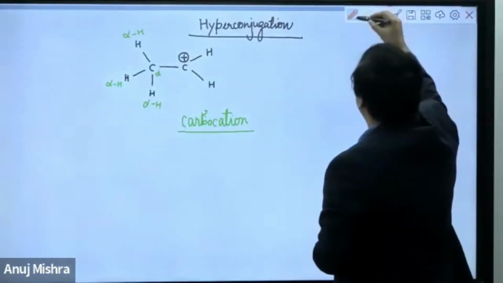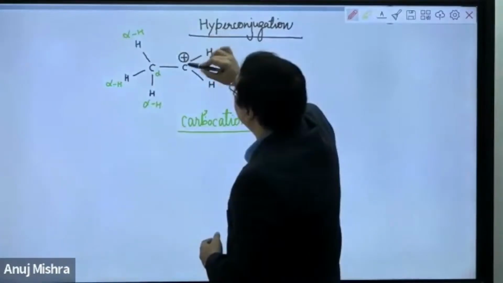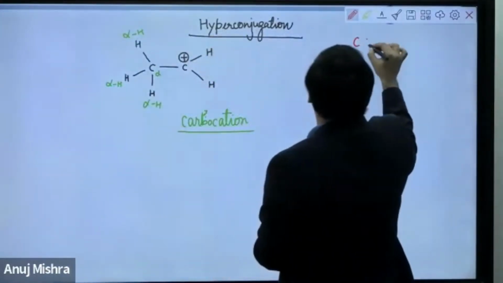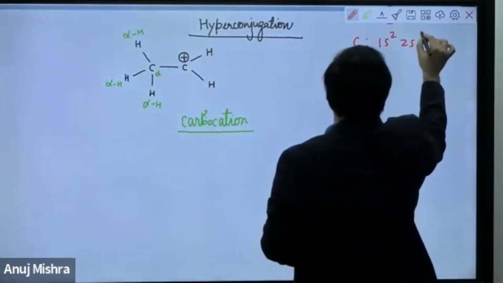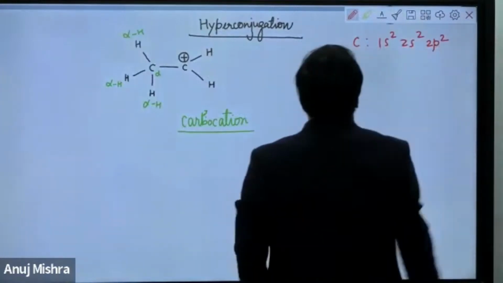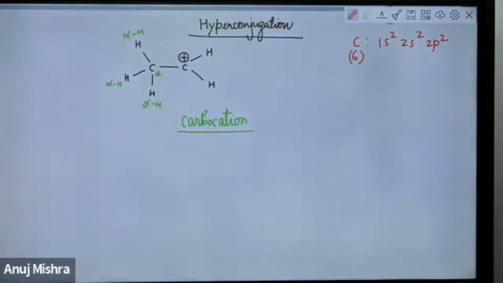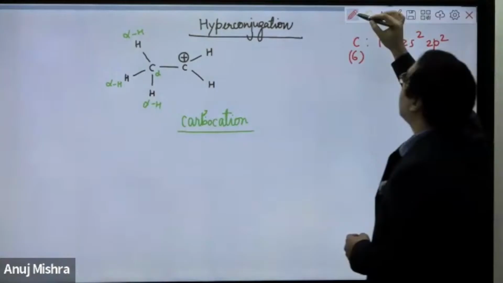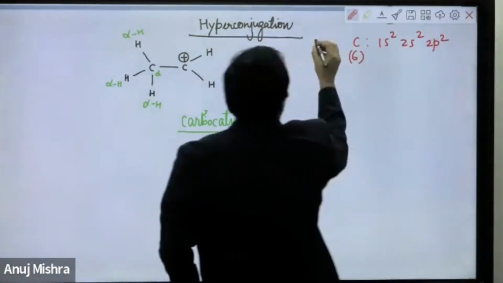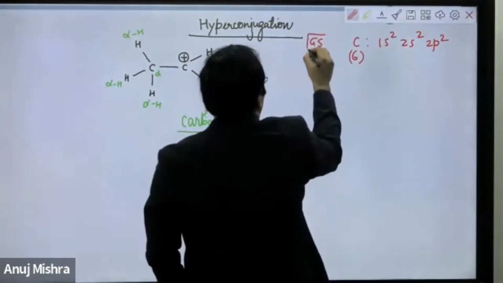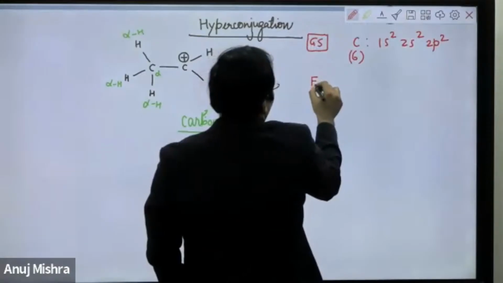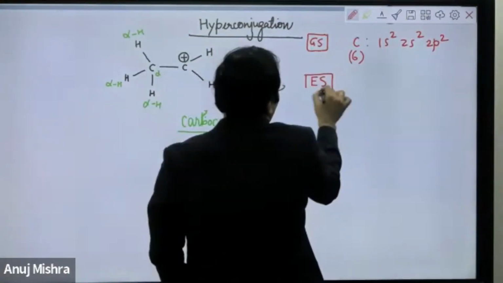Okay. Now, look at this discussion carefully. Carbon is having plus. What is carbon's configuration? It is 1s2, 2s2, 2p2. Please write down: 1s2, 2s2, 2p2. Carbon is 6. This is known as the ground state electronic configuration of carbon. And we know this from chemical bonding. This is called GS or ground state configuration. What is ES? Excited state configuration of carbon.